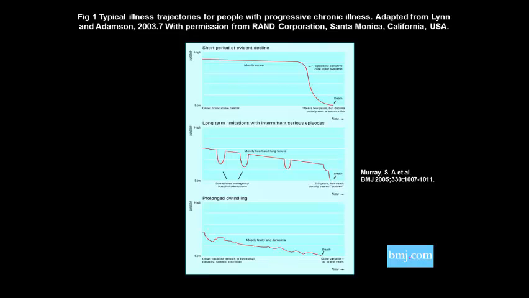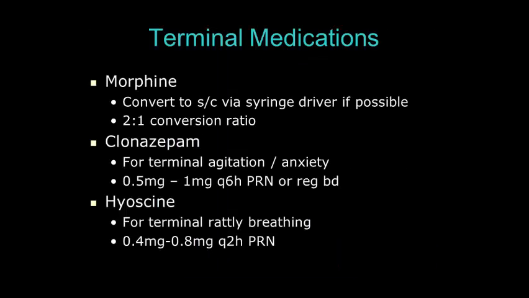So you can see on this graph, most patients slowly deteriorate, but then their functional status starts to change dramatically and they deteriorate very quickly. In the second graph, you can see patients with COPD and congestive cardiac failure have these episodes of deterioration, but they bounce back from them eventually, until at some point in the middle of one of them, they continue to deteriorate. And then there's the prolonged dwindling of dementia.